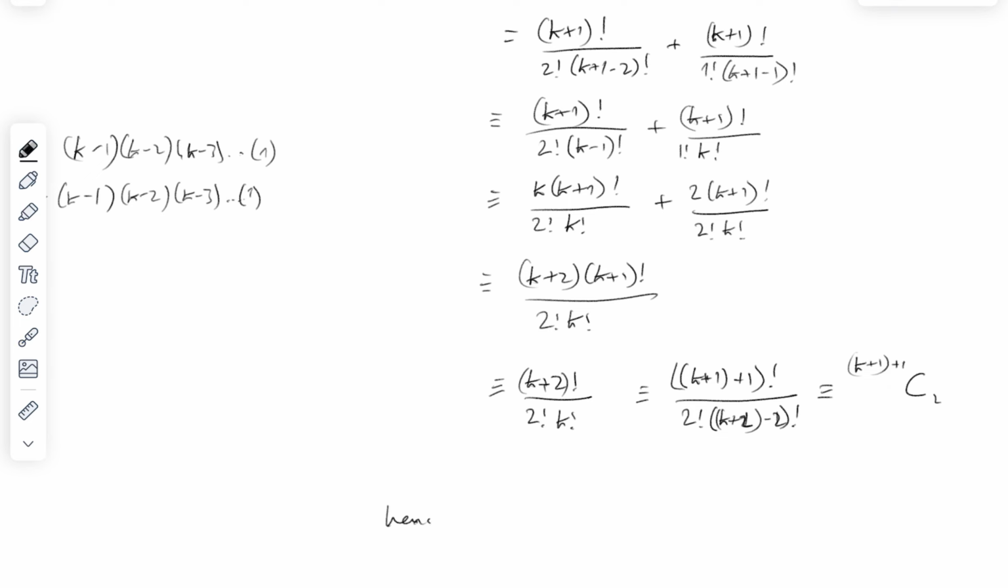Hence, by induction, true for all k in the set of positive integers.